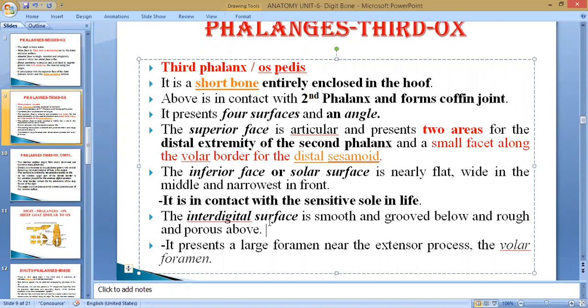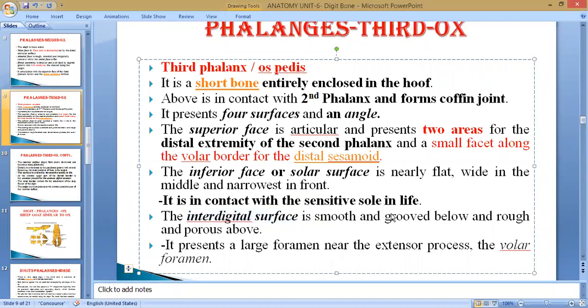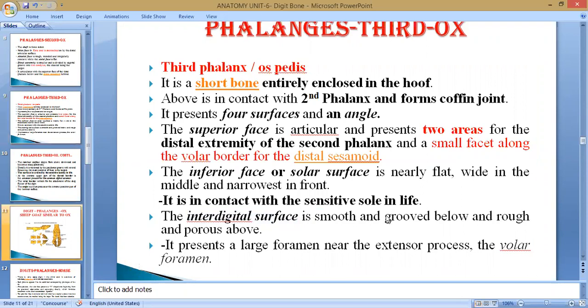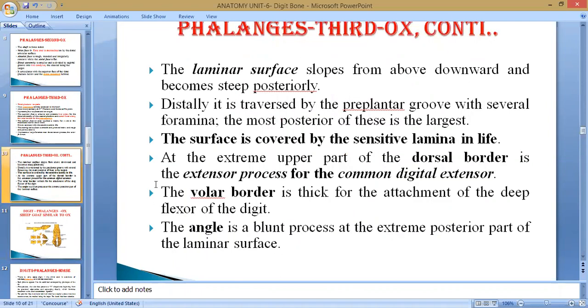Next is the interdigital surface, the abaxial surface, which is smooth and grooved below and rough and porous above. This structure, the interdigital surface, is grooved, and here it has some foramina, but not well developed as a foramen. These are minute structures, a small teeny hole. This is known as solar, which is for the sensation, having sensitive laminae which play a major role in providing sensation.